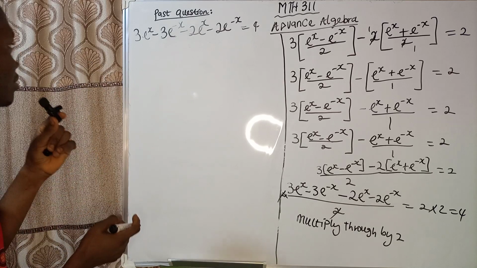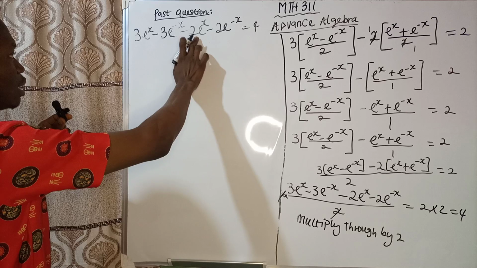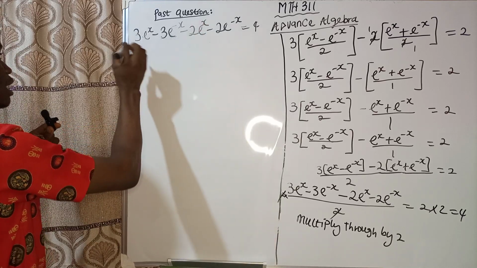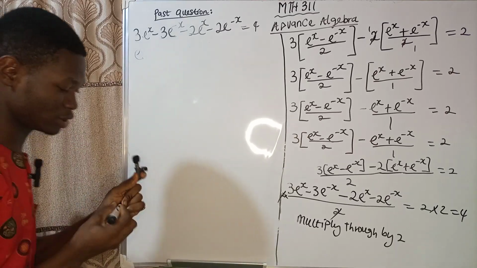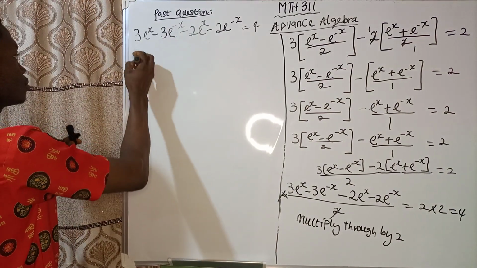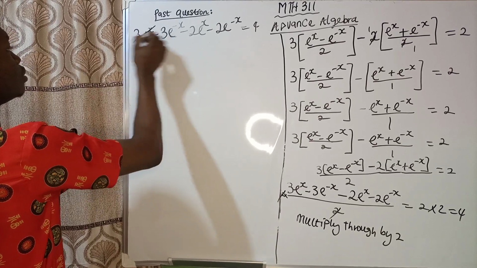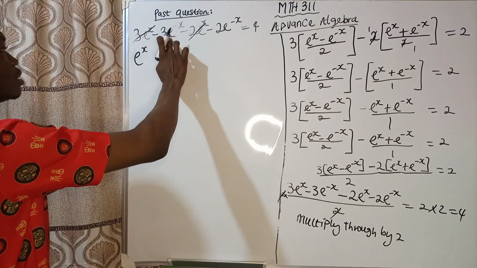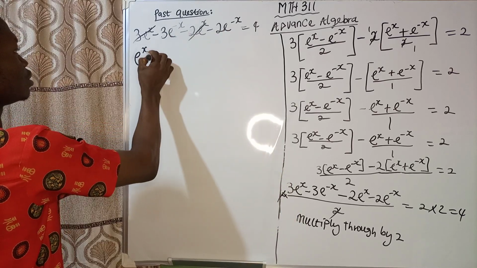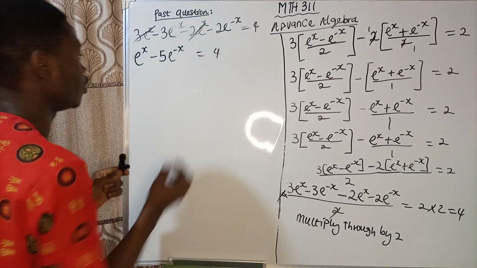So let's take the like terms here. 3 e^x and this one. So we are going to have 3 e^x minus 2 e^x, which is e^x. So we write e^x here. Then minus 3 e^(-x) minus 2 e^(-x) is minus 5 e^(-x), is equal to 4.